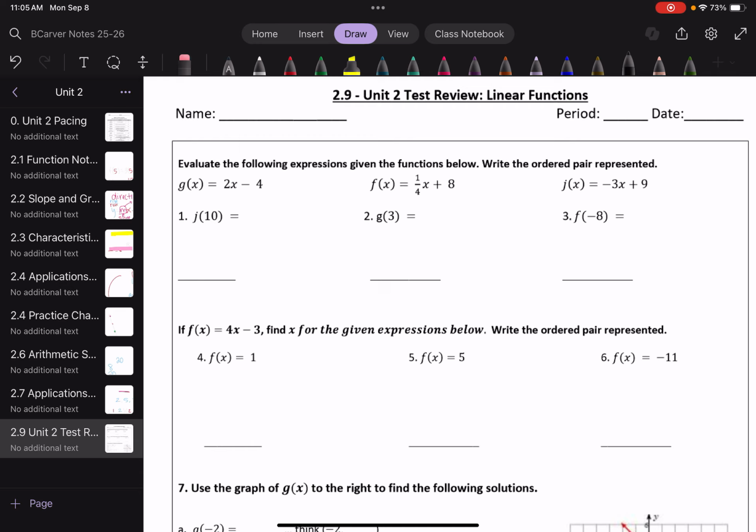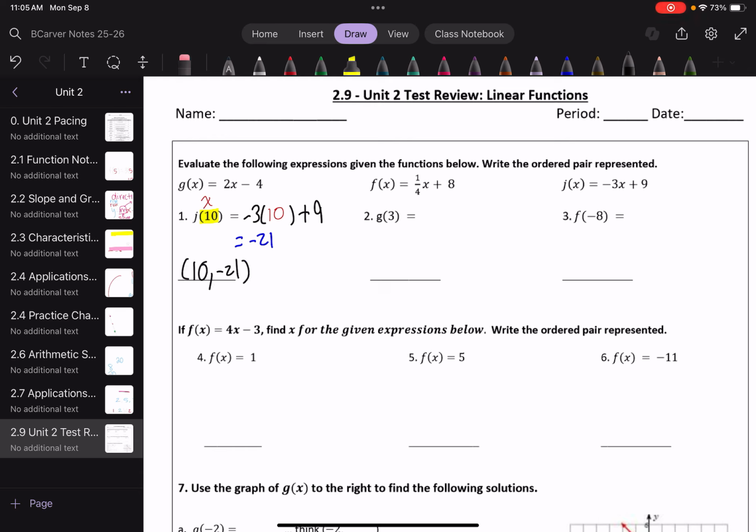So first thing we were given is j of 10. So we have been given that 10 is our x value. This is our input. So we need to find our y value, which will be the output. And we know this function is negative 3x plus 9. So anywhere I have that x, I'm going to substitute the value of 10. And then in my calculator, I can do negative 3 times 10 plus 9. That's going to give me an output of negative 21. So therefore, my ordered pair is going to be 10 comma negative 21.